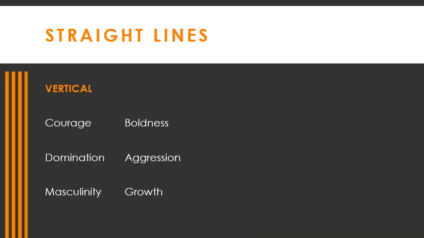Okay, back to geometry. Straight lines. So we're going to have vertical straight lines and then we're going to have horizontal straight lines. So our vertical straight lines are all about courage, domination, masculinity, boldness, aggression, growth. I think the growth definitely makes sense, right? Because it's going up. Again, this is a very active shape.